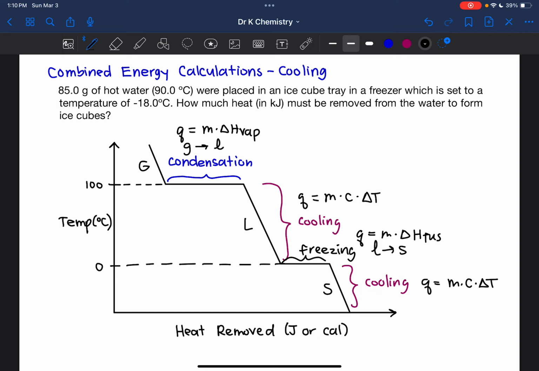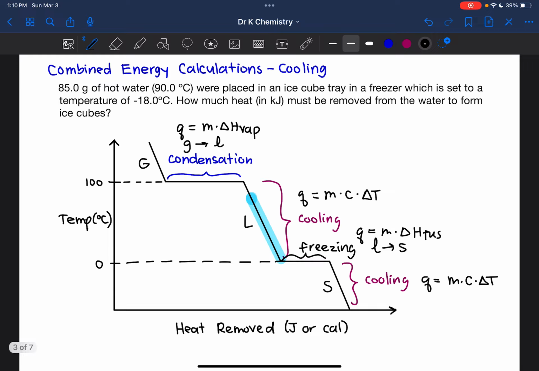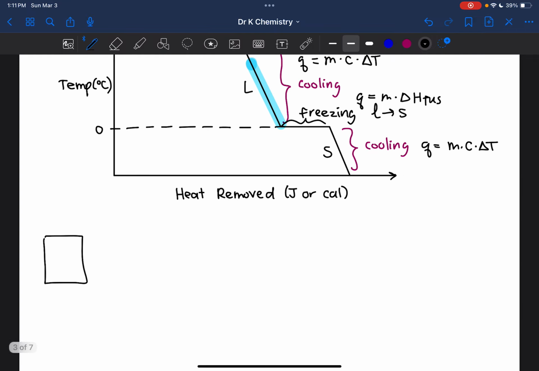Okay, so let's do this. This is saying that we have hot water at 90 degrees Celsius. So 90 would be here-ish somewhere, which means that the very first thing that we're going to do, we're eventually going to form ice cubes, right? So we are here, but we need to get all the way down here, which means the first thing we have to do is cool that water to 0. So step 1, we have cooling. So here we have very hot water. It is at 90 degrees Celsius. We're going to cool that to 0.